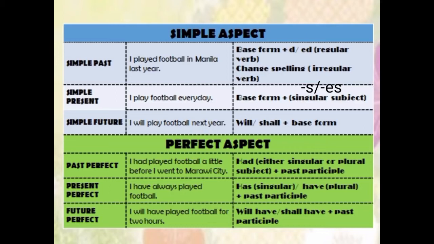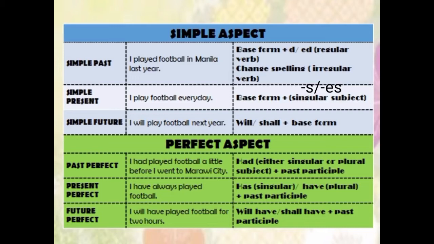Perfect aspect. Past perfect. I had played football a little before I went to Marawi City. We use had, either singular or plural subject, plus past participle form of the verb. In present perfect, I have always played football. We use has for singular, have for plural, plus past participle form of the verb.